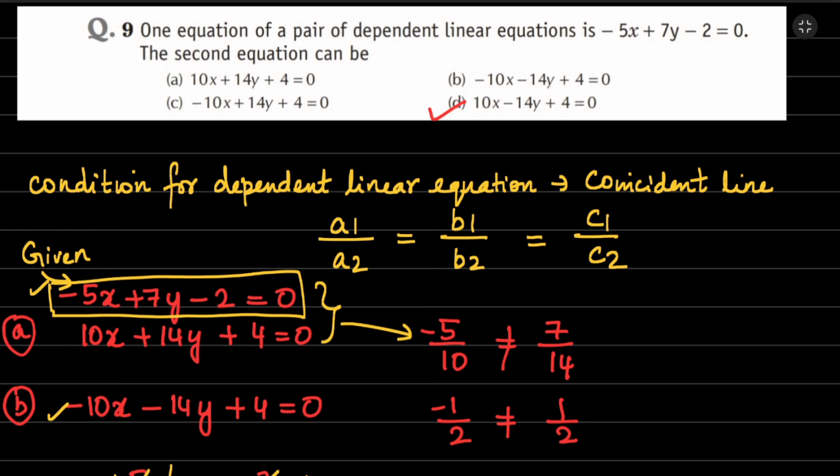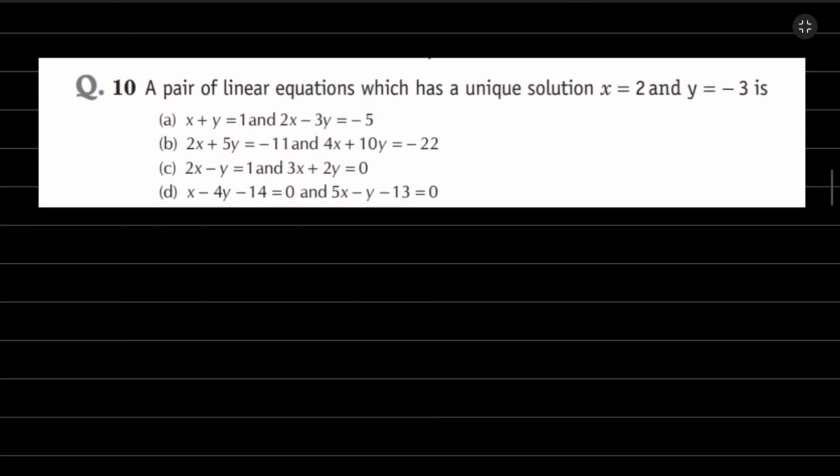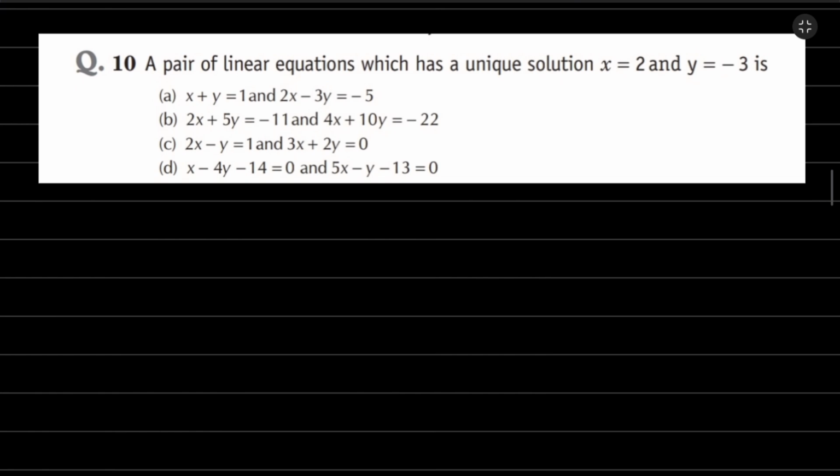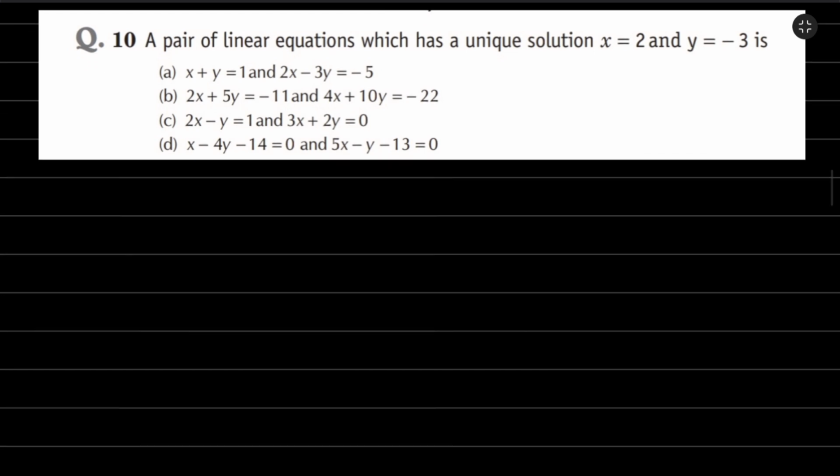Now, let us move on to the 10th question. You have to find a pair of linear equations which has a unique solution x equal to 2 and y equal to 3. So, in each of these equations, you will have to plug in the values. Let us do that. Okay.